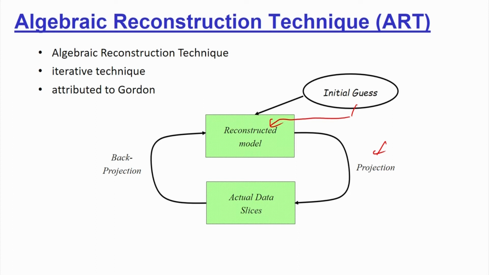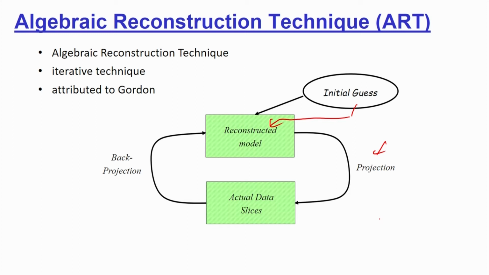So, first we have the initial guess, then we take the projection of the initial guess, and from that projection we find the actual slice information. Then we do the back projection again, and this slice information will be used as the next guess, and this loop keeps on working till the solution has converged.